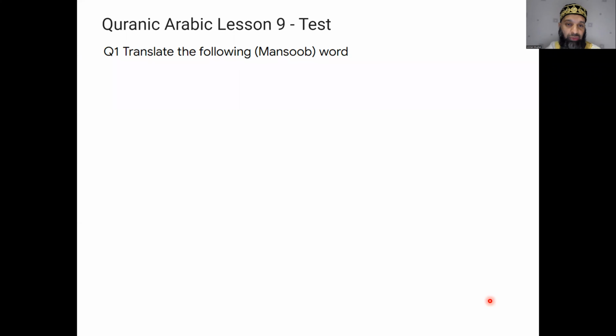Right, translate the following. One second. Okay. So translate. Okay, one second. So it's the command form alif that aren't pronounced. Yes, the command form alif isn't pronounced for what we've done so far.